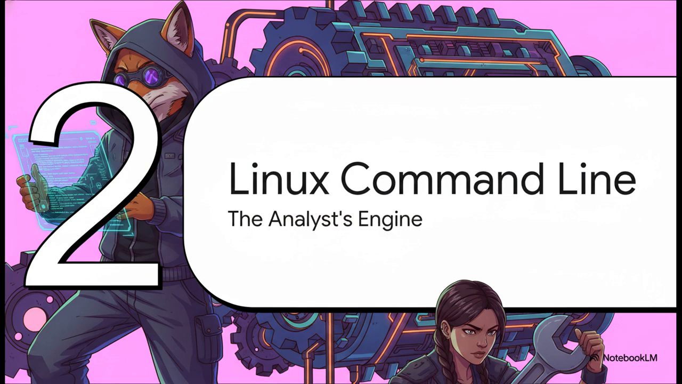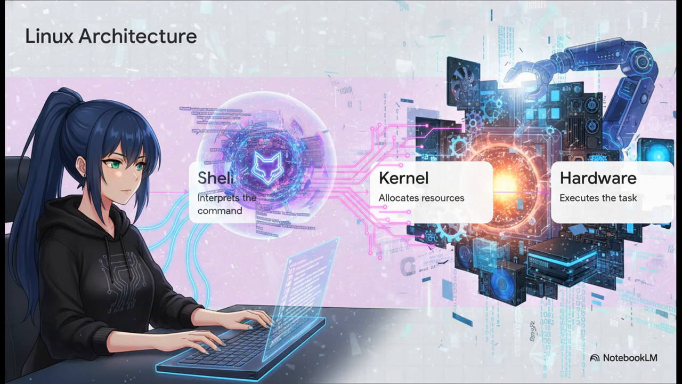Moving right along. Section 2, Linux and the command line. Okay, so to actually use Linux effectively, you've got to understand this flow. It's basically how your text commands get translated into physical hardware actions. You, the user, type a command. The shell acts as your personal translator, interpreting that text. It hands the instructions over to the kernel, which is basically the main engine of Linux. The kernel then talks directly to the hardware to actually execute the task.